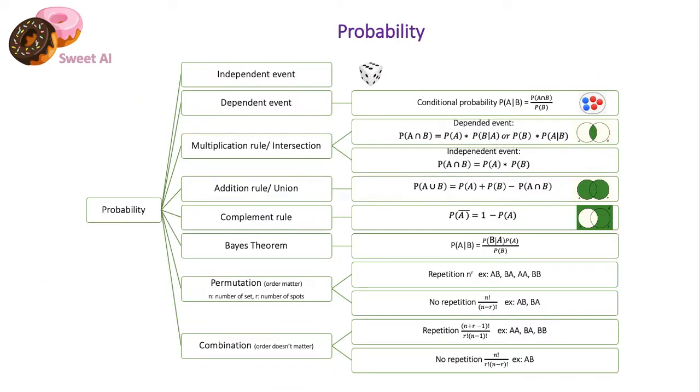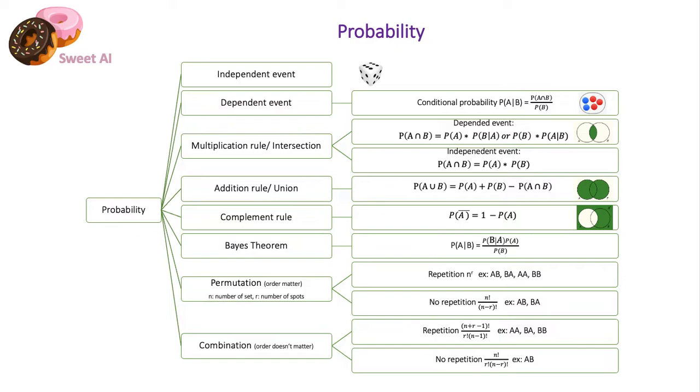Probabilities. The independent and dependent events. An independent event is a series of events where the outcome of one event has no effect on the outcome of other events. An example of an independent event is throwing a dice, and every single time that you throw a dice, you have an equal chance of getting 1 to 6. Let's say you throw it once and you get 6. If you throw it again, you have an equal chance of getting 6, 1, 5, and any of the numbers.